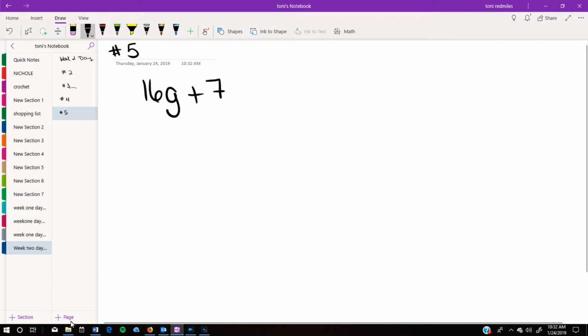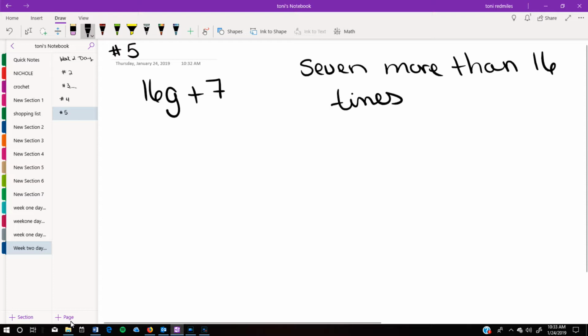Okay, so the simplest way that I can write this is 7 more than 16 times g. All right? But you could be creative with that as long as this is what it means. I'm going to take 16, I'm going to multiply it by g, and I'm going to add 7. That has to be the gist of what you're saying.